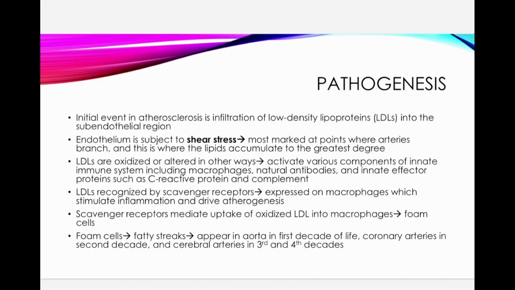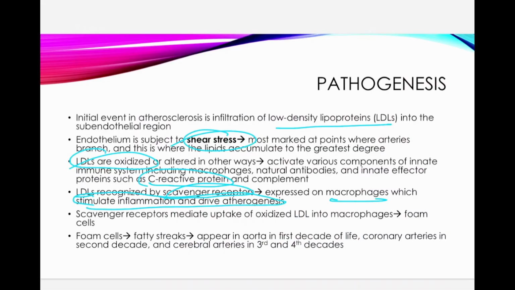Reasons for it: high LDL, which is the bad one. Here's our shear stress again. High blood pressure causing these damages to the vessel wall, causing shear injury. Whenever you have the intimal damage, fatty streaks are going to form, and you start getting all those issues. LDLs are oxidized, and they get stuck in there. We get proteins. Here's your C-reactive protein coming out due to evidence of inflammation. LDLs are recognized by these scavenger receptors that are expressed on macrophages, and they stimulate inflammation, and they drive the atherosclerosis.